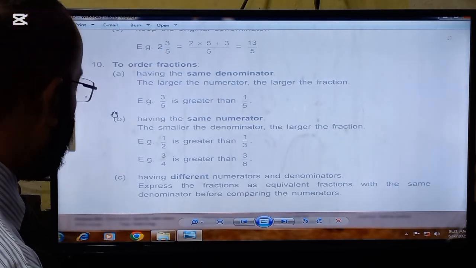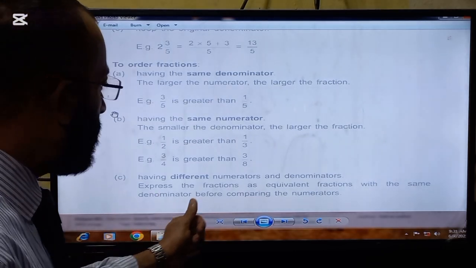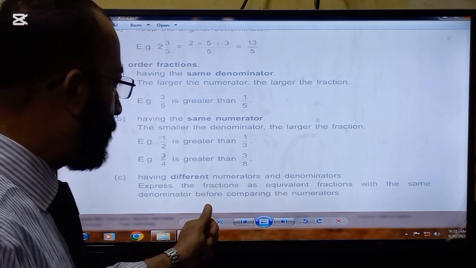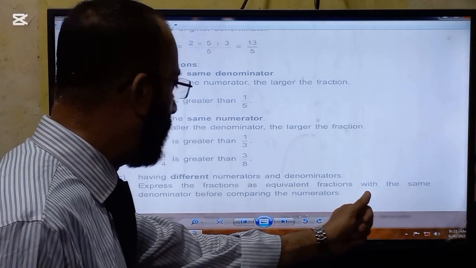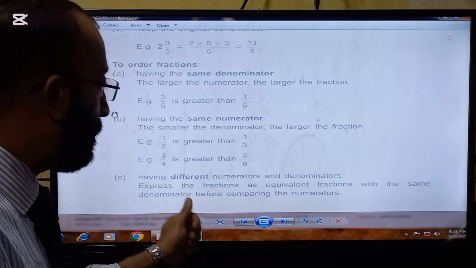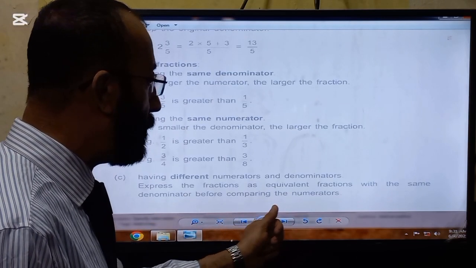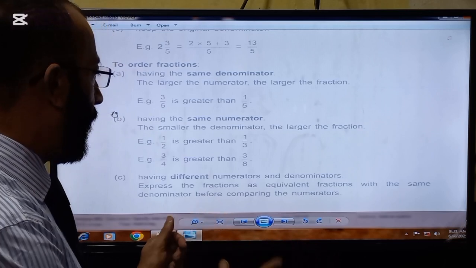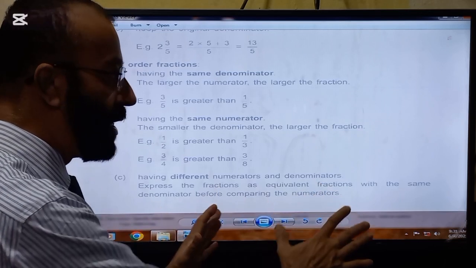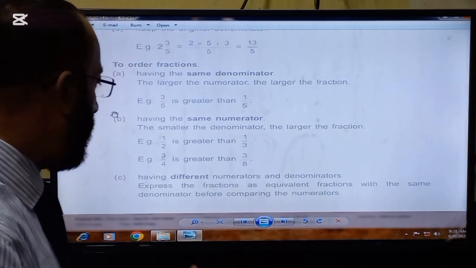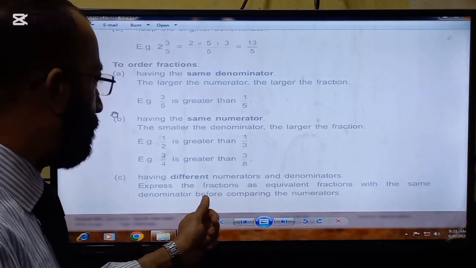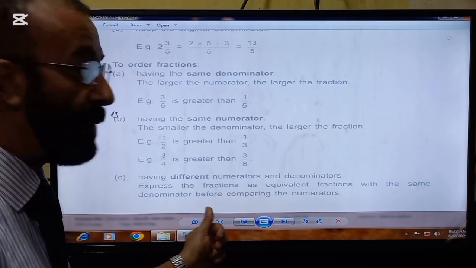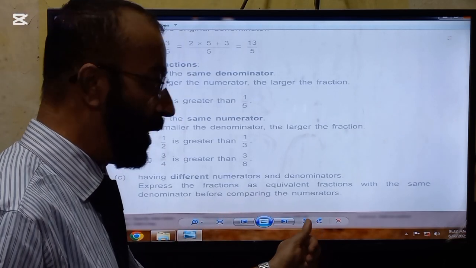The next concept is having different numerators and denominators. Express the fractions as equivalent fractions with the same denominator before comparing the numerators. So if the fractions which are going to be compared have different numerators and denominators, the method will be: first we will express the fractions as equivalent fractions with the same denominator before comparing the numerators.